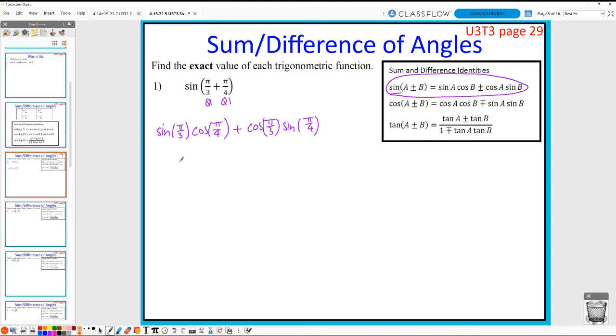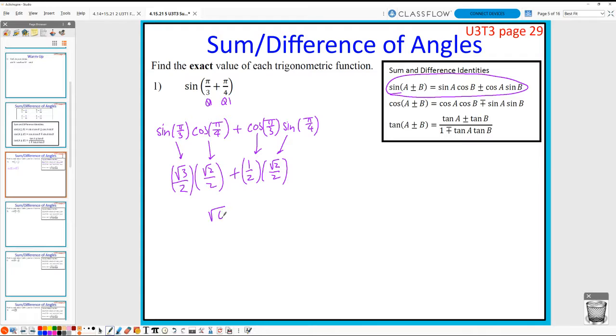Sine of pi over 3 will be root 3 over 2. Cosine of pi over 4 will be root 2 over 2. Plus cosine of pi over 3 is 1/2. Sine of pi over 4 is root 2 over 2. It might be a good idea just to put parentheses around these so you can see this became this, this became this, this became this, this became this.